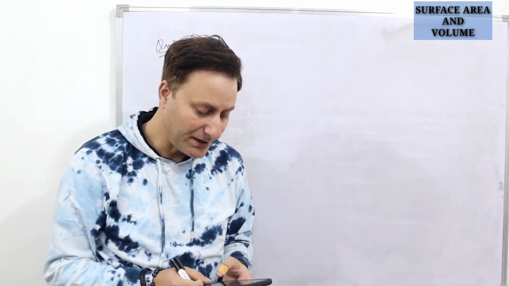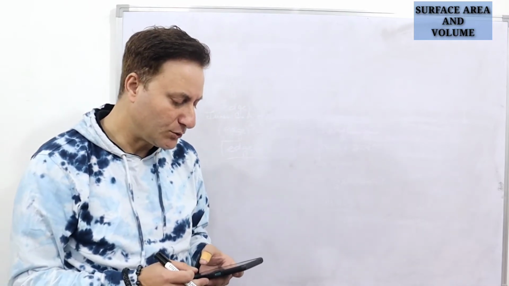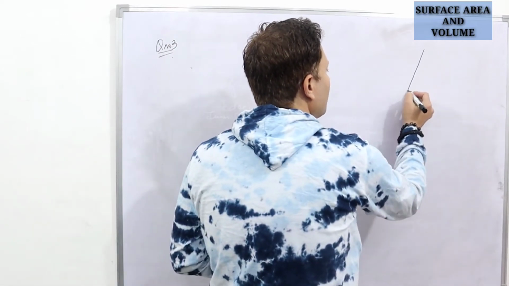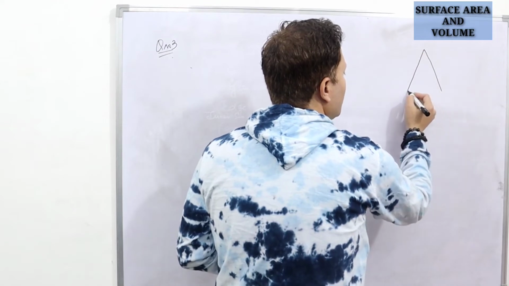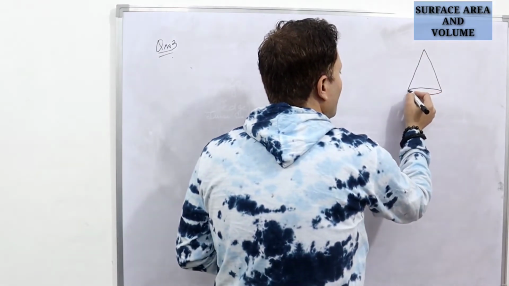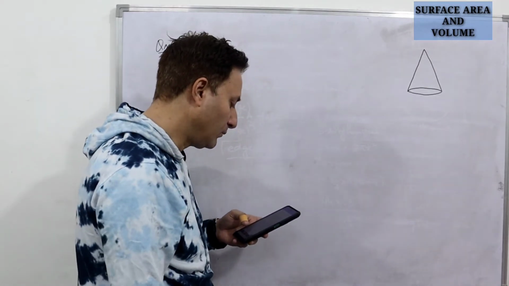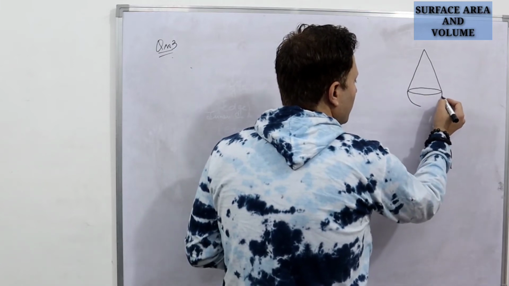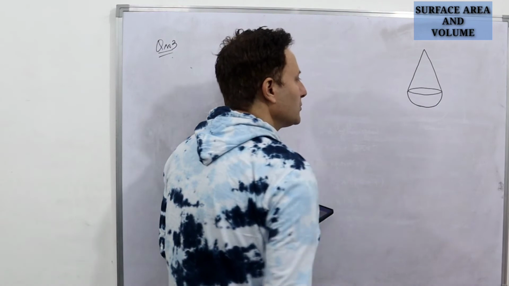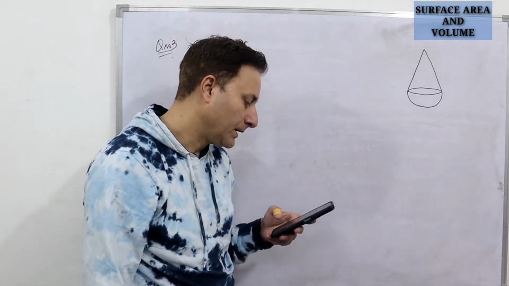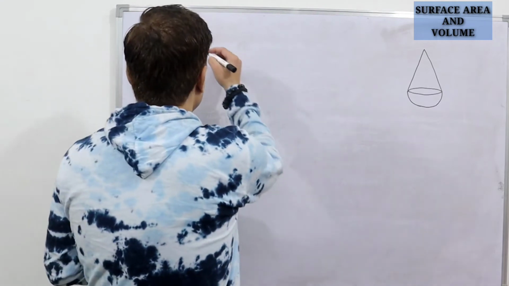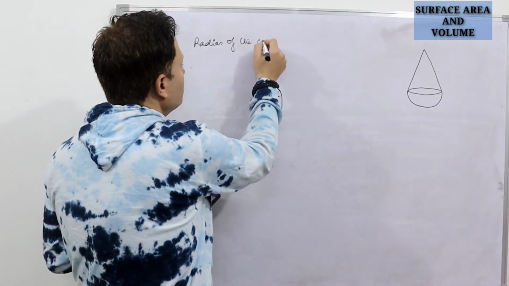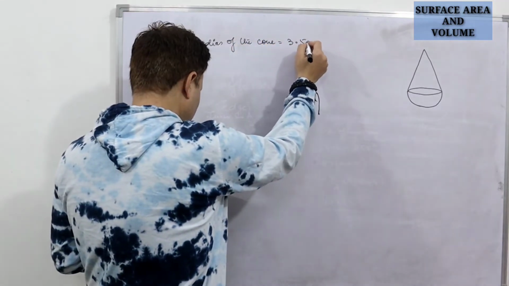Again, we have another thing, and it is a toy. What does it say? It says a toy is in the form of a cone of radius 3.5 centimeter, mounted on a hemisphere of the same radius. We have another hemisphere here, as we had in our previous question. So this is the shape of the toy. Now let me write the radius here: radius of the cone is equal to 3.5 centimeter.